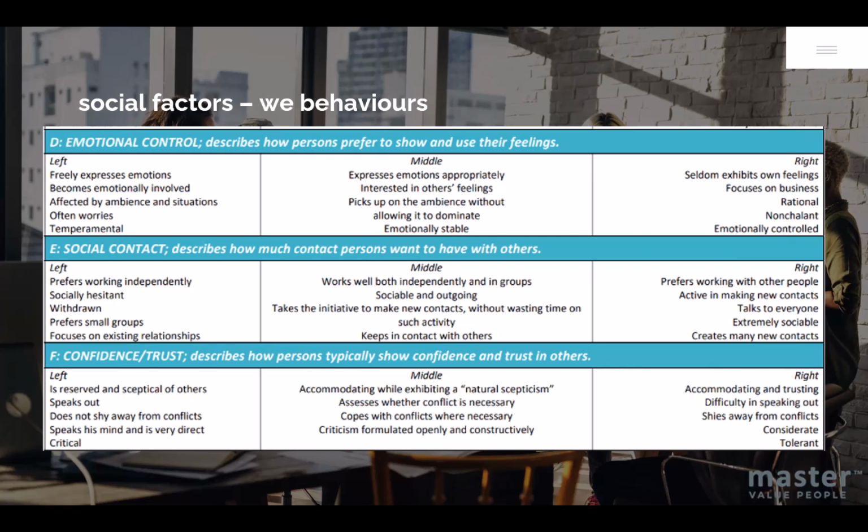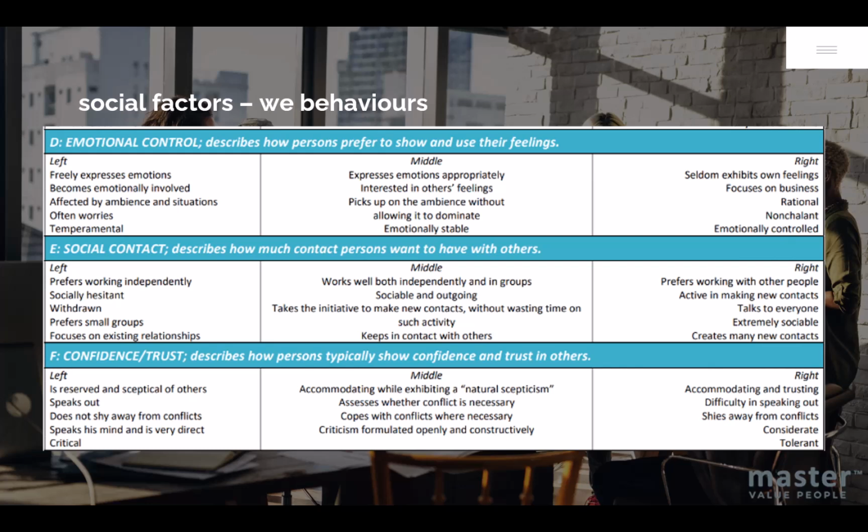On the opposite side, we have a person who seldom exhibits their own feelings, but instead focuses on the business. They are rational, nonchalant, and emotionally controlled, with more emphasis on tasks. The next trait is called social contact, which we refer to as the introvert-extrovert scale. It describes how much contact a person wants with others. We are not measuring social competence, which is a skill.